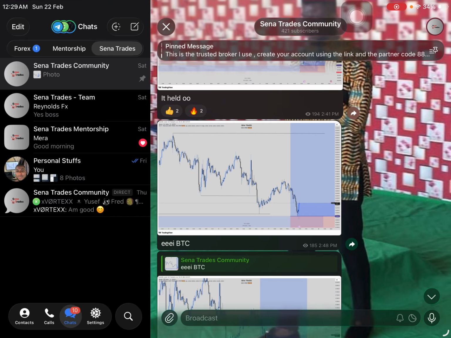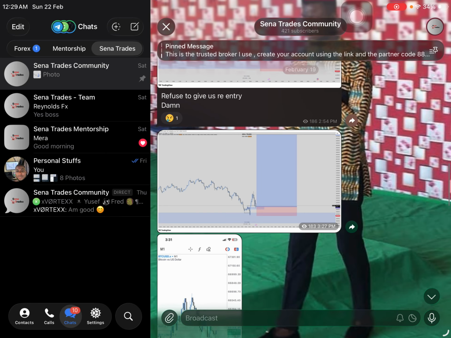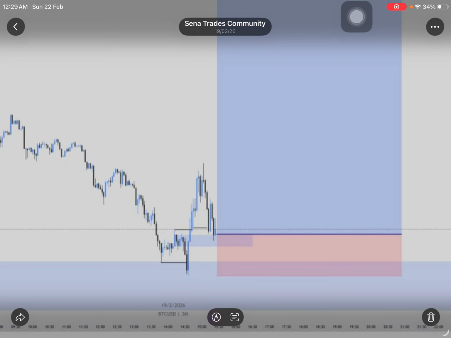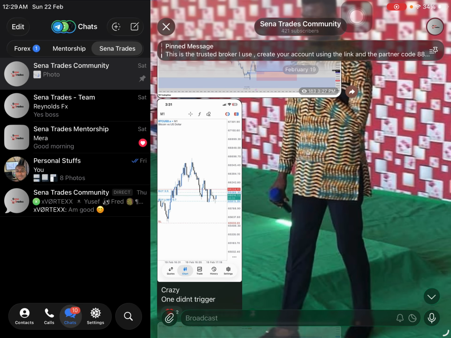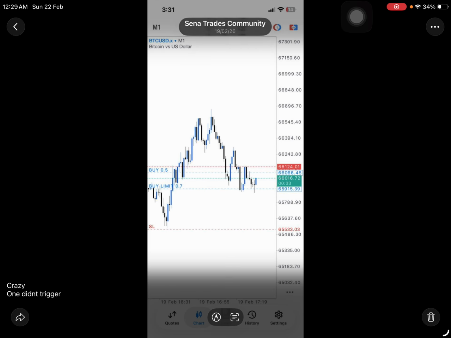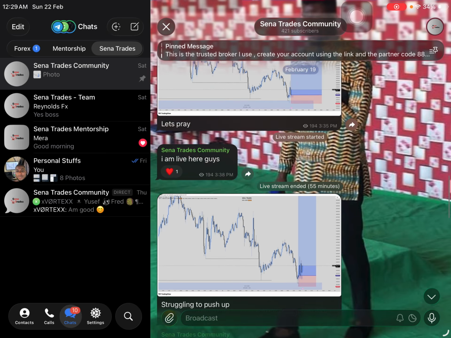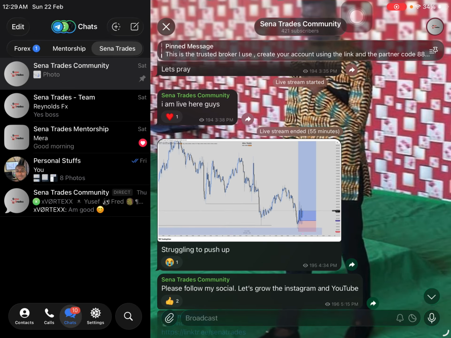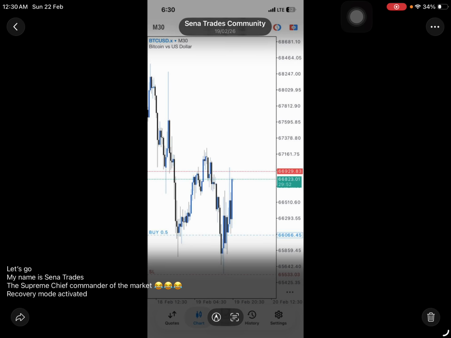So I told them that we are going to look for a confirmation entry, right? You could see that market refused to give me entry. So I was waiting for it, and then I found the confirmation entry. There it is. You could see exactly what I showed you guys. And then I entered. I set 2 limits, but unfortunately spread didn't trigger one. And you can see market pushing up, a very good push up. We did 100 pips.